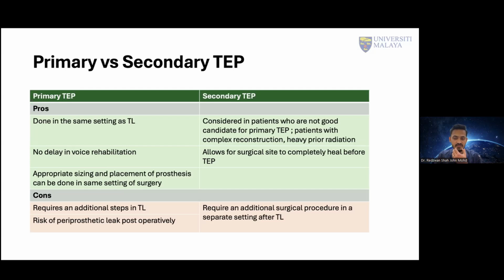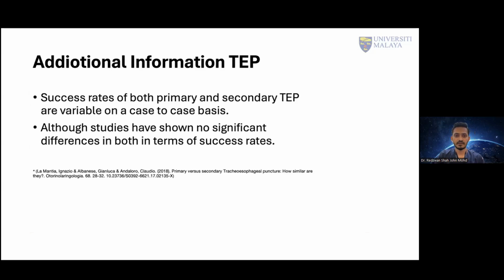Whereas the secondary TEP is mainly considered in patients who are not a good candidate for primary TEP, in patients who have complex reconstructions or heavy prior radiation. It also allows for the surgical site to completely heal before the TEP. The downside is that it requires an additional surgical procedure in a separate setting after a total laryngectomy. The success rates of both primary and secondary TEP are variable on a case-to-case basis, although studies have shown no significant differences in terms of success rate.